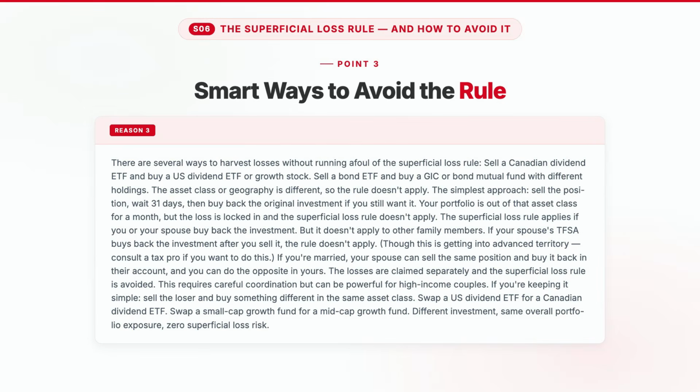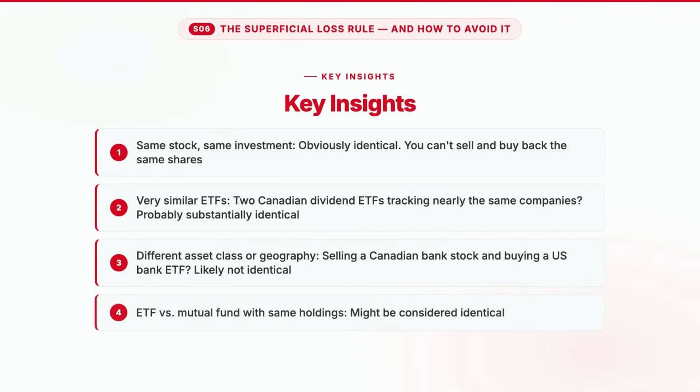There are several ways to harvest losses without running afoul of the superficial loss rule. Sell a Canadian dividend ETF and buy a U.S. dividend ETF or growth stock. Sell a bond ETF and buy a GIC or bond mutual fund with different holdings. The asset class or geography is different, so the rule doesn't apply. The simplest approach: sell the position, wait 31 days, then buy back the original investment if you still want it. Your portfolio is out of that asset class for a month, but the loss is locked in and the superficial loss rule doesn't apply. Here are the key insights to take away.